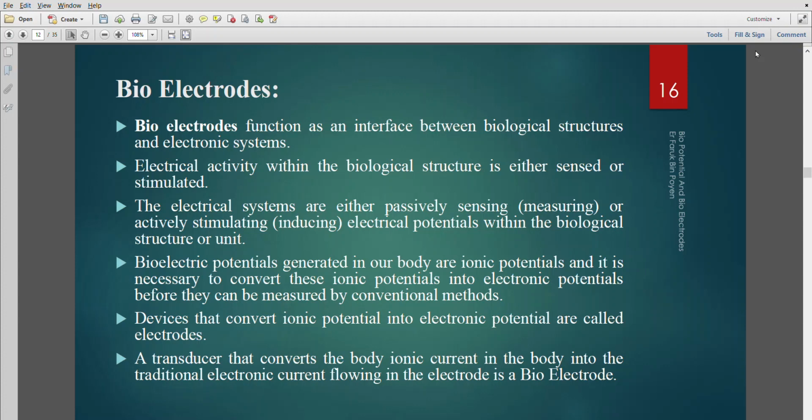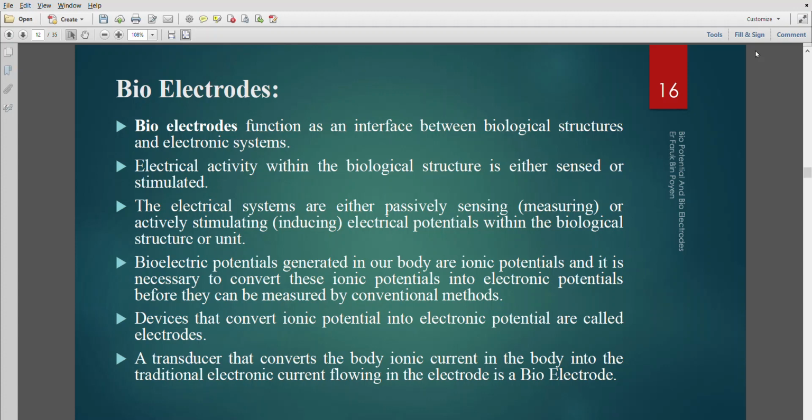So the ionic transfer produces ionic potential, and this ionic potential passes through the various resistances and capacitors built into the body, the several layers of skin, which are equivalent to a resistance and capacitance. This converts the ionic potential into what? Into an electronic potential.